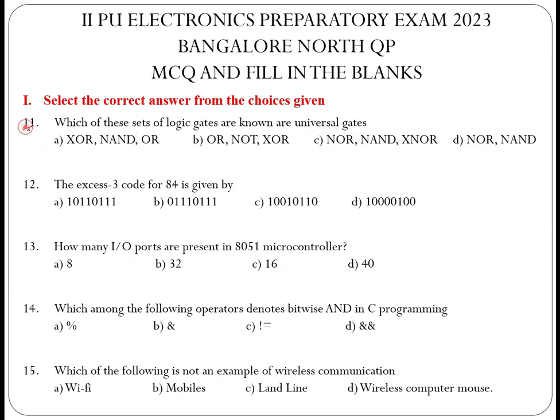11th question. Which of these sets logic gates are known as universal gates? Obviously for practicals also you have studied, you know this very well. It is nothing but option D, NAND and NOR gates.